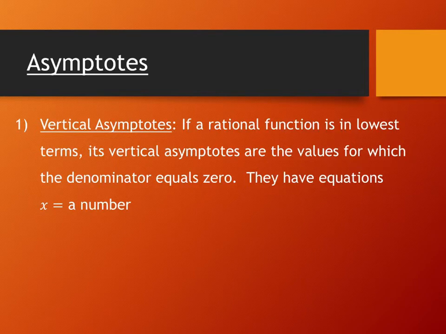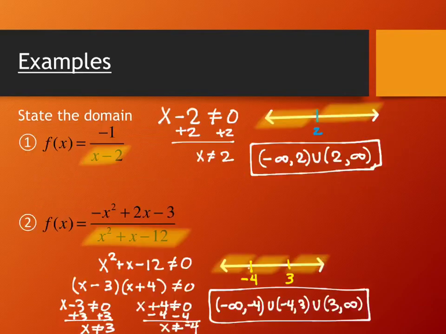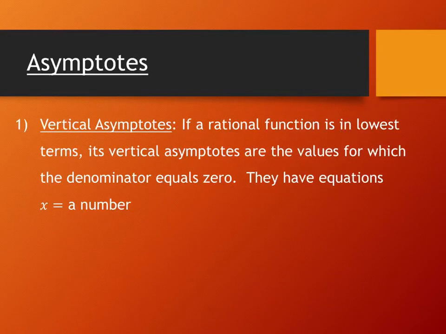So I factor the top and bottom, reduce if I can. And then our vertical asymptotes will be the locations where the reduced denominator is equal to 0. Much like over here where I took my denominator and set it to be not equal to 0. Okay, so I need to reduce it first, but then if it's in reduced form, then it's where the denominator is equal to 0.